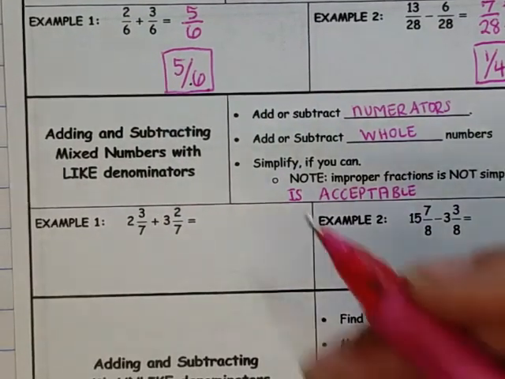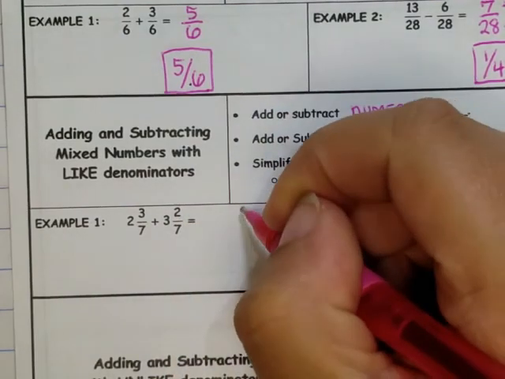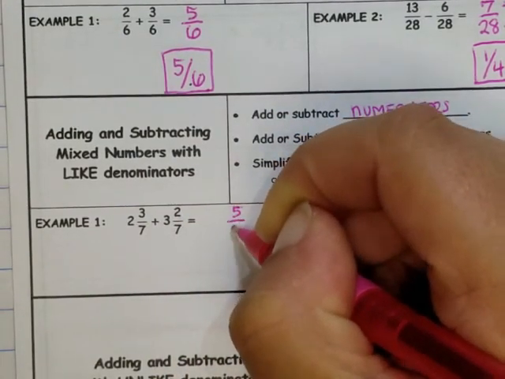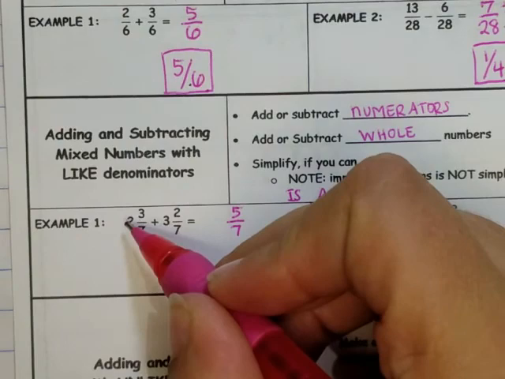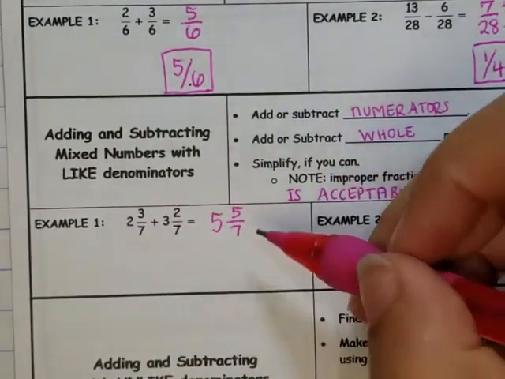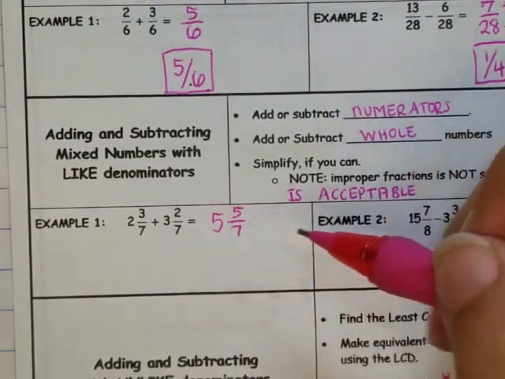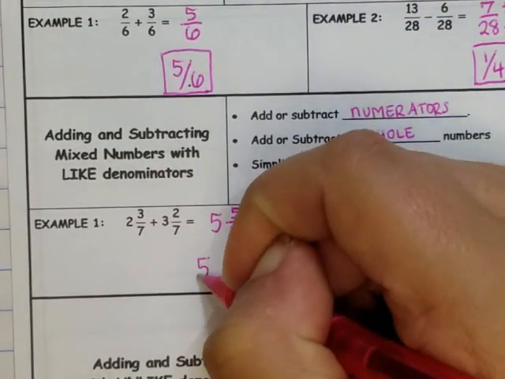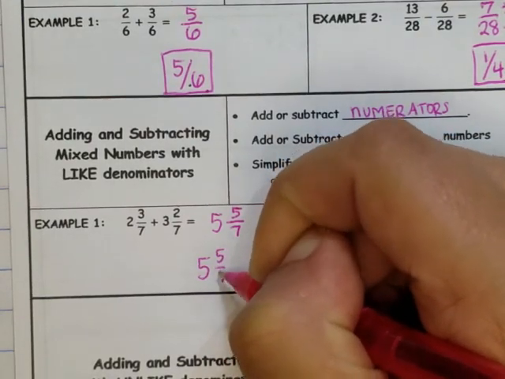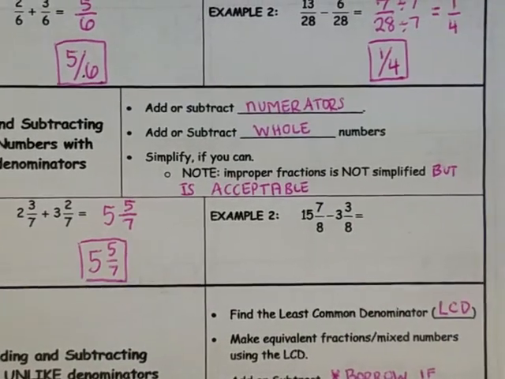Alright, so let's look here. So I've got 3/7 and 2/7, so that gives me 5/7. I've got 2 wholes and 3 wholes, that gives me 5 wholes. I don't need to change this fraction because it is proper, and then there's my mixed number, so 5 and 5/7 is my final answer for that.